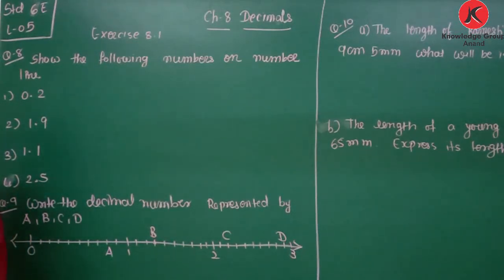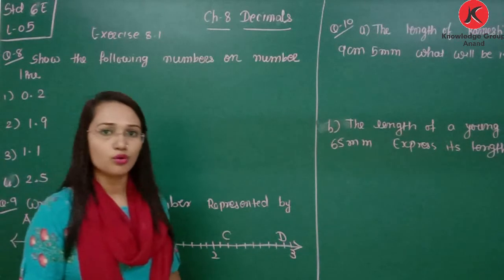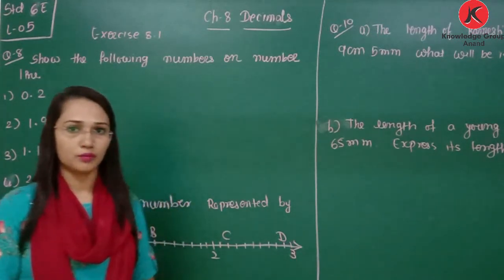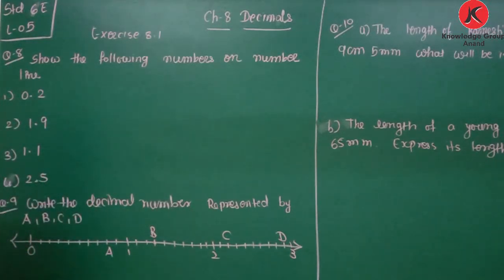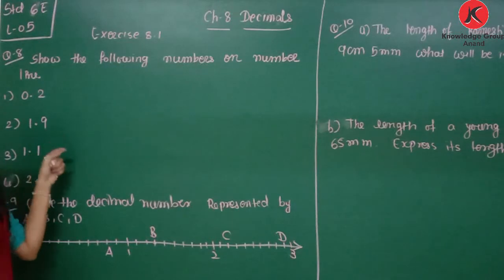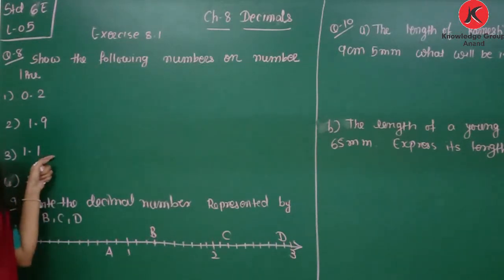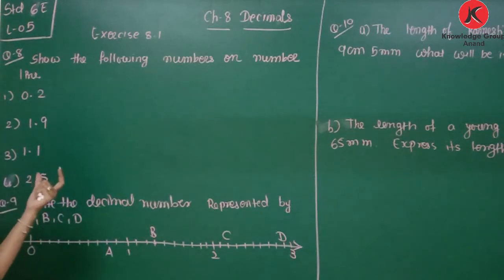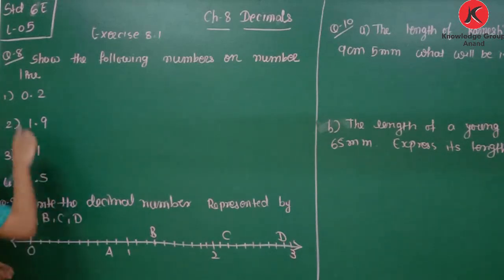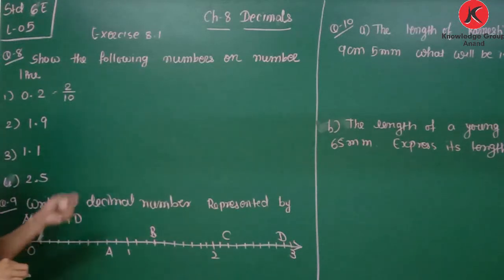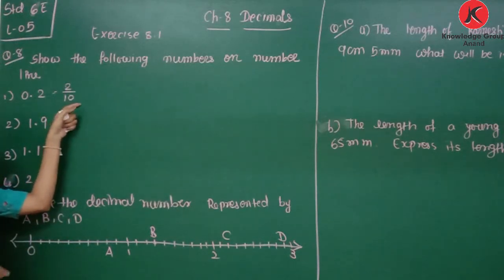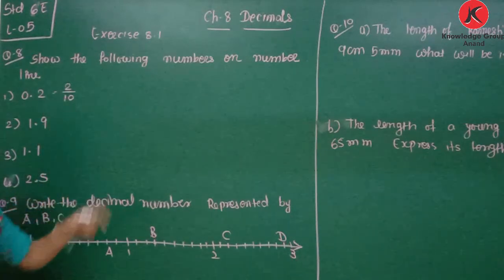Represent the following numbers on the number line. In the fractions chapter, you learned how to represent fractions on a number line. Now here you need to represent decimals on a number line. Decimal means what? Here we are only representing numbers up to tenths. It means each part is divided into 10 equal parts, because 0.2 is 2 by 10. In fractions we learned that if the denominator is 10, it means each part is divided into 10 equal parts.